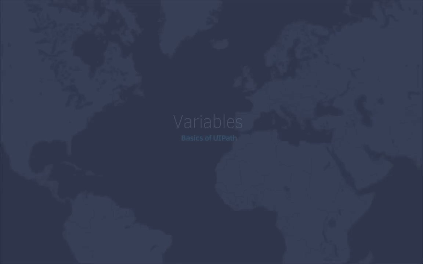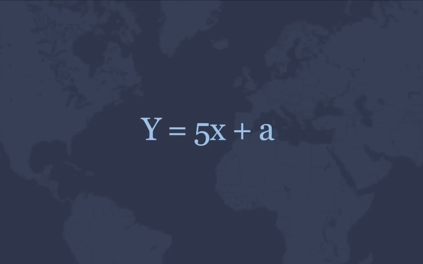Because first, you need to know about variables. Even if you have no previous coding experience, you may already be familiar with variables as they're used in mathematics, to represent unknown fields or constants in an equation. For instance, in the equation y equals 5x plus a, each alphabetic letter is a variable that represents something that can have different values. When x changes, y changes too. Being a mathematical formula, those letters generally represent numbers.